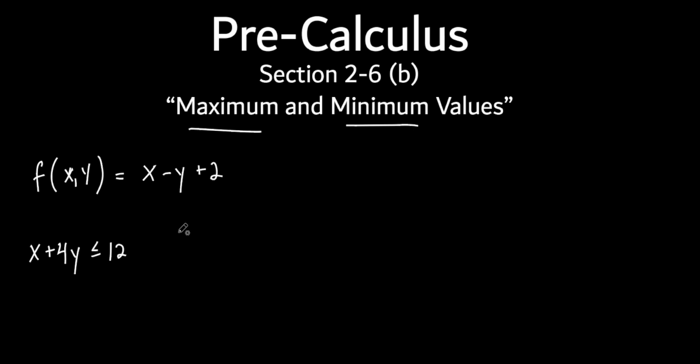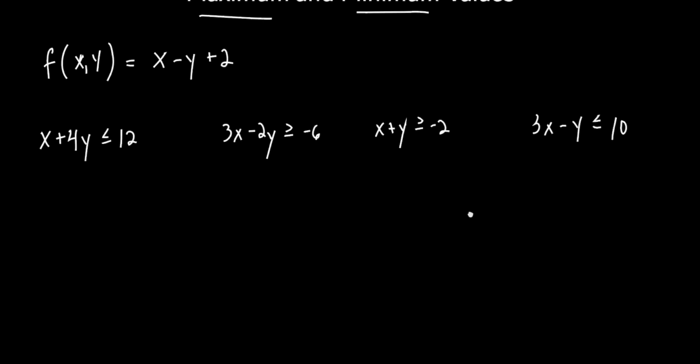And here's another one, 3x minus 2y greater than or equal to negative 6. Then I got x plus y greater than or equal to negative 2. And one more, 3x minus y is less than or equal to 10. Okay? All right.